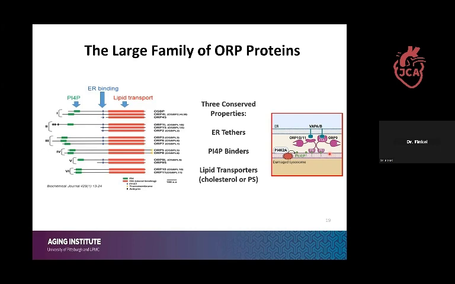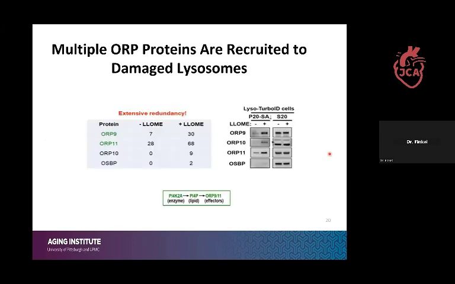Okay, so if this model is correct, it would predict that with damage, the endoplasmic reticulum, the ER, and the lysosomes should be tethered together. Just to make it a little bit more complicated, although we got ORP9 and 11 in our initial screen, when we went back and looked at our proteomic data, we actually realized that there were 4 of these family members that were recruited: 9, 10, 11, and OSBP. We could show both by the mass spec data and by Western blot that they were in fact recruited to varying degrees when we damaged lysosomal membranes.